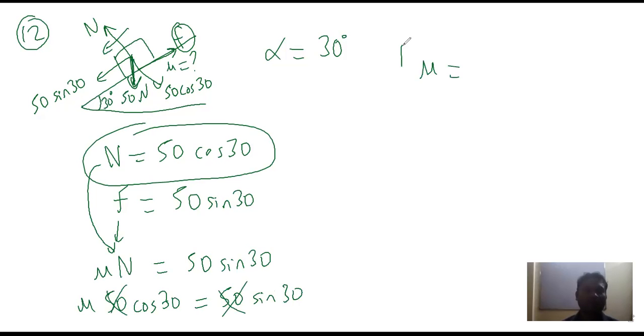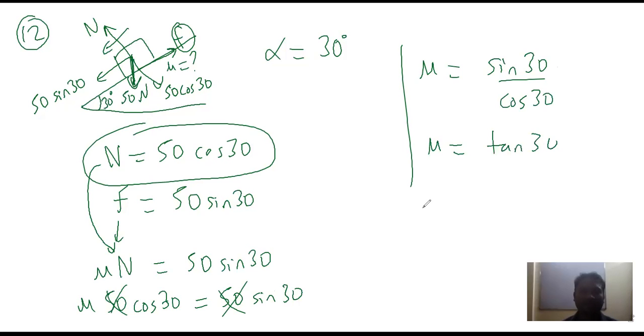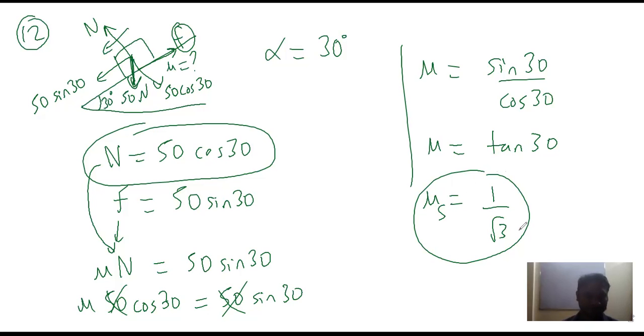Mu comes out to be equal to sine 30 upon cos 30, which is nothing but tan 30. And the value of tan 30, we know it is 1 upon root 3. So the answer to this question is coefficient of static friction will come out to be 1 by root 3. So this is how we'll solve the question based on angle of repose. Next, let us take 13th question.